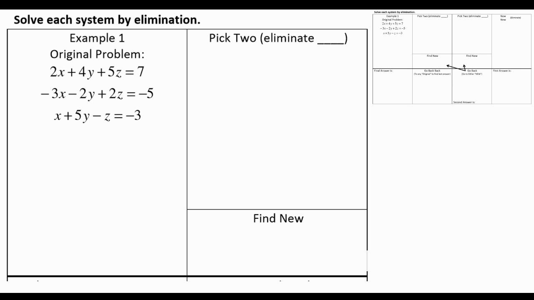Okay, so the first step is to pick 2 and find new. When we pick 2, we mean you need to pick 2 of the equations. So you could pick A and B, A and C, B and C. There's a lot of different combinations, right? You could pick just the top 2, A and B. You could pick the bottom 2, B and C. You could pick the top one and the bottom one, A and C. So there's a lot of choices for you.